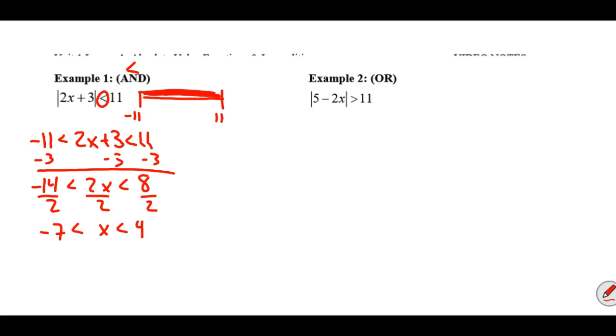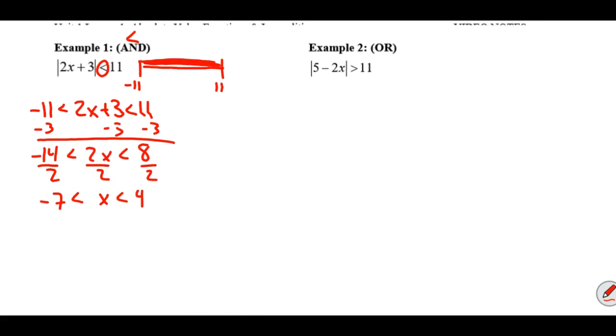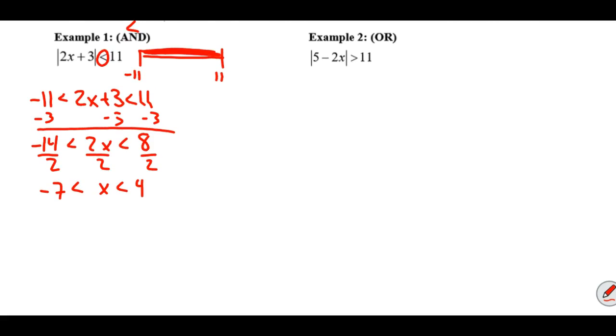And if we wanted to draw that, move this down a little bit, on our number line, right? Here's -7, and here's 4. Our x values are somewhere between -7 and 4. So again, the less than symbol in our original problem ended up giving us the values in the middle.